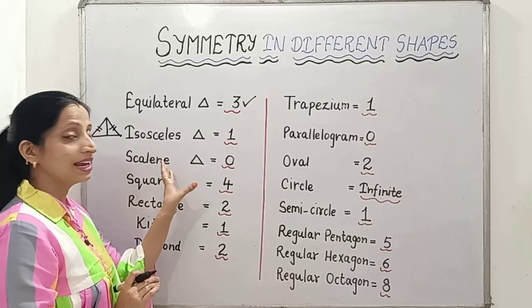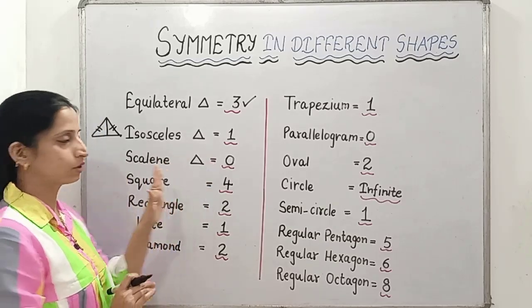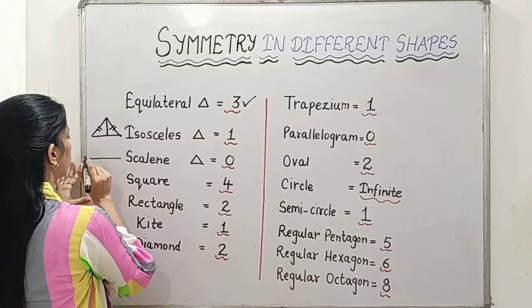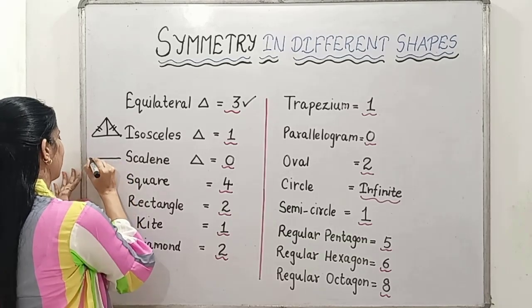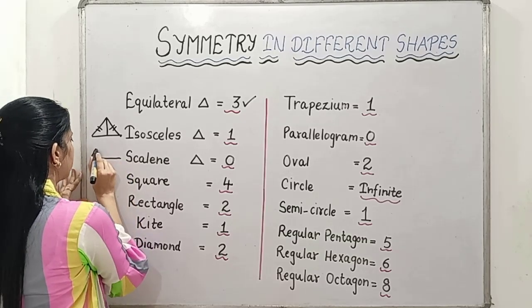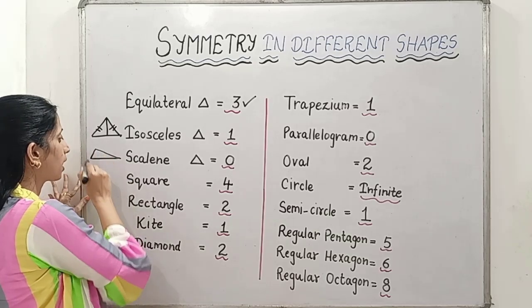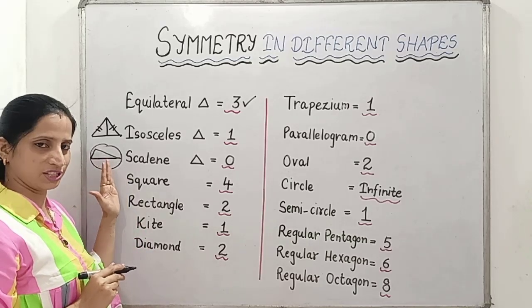Now scalene triangle means a triangle whose no sides are equal. All the sides are unequal. For example, this is one side. I am drawing roughly. Okay. This is another side and this is the third side. So in this kind of triangle there will be no line of symmetry possible.